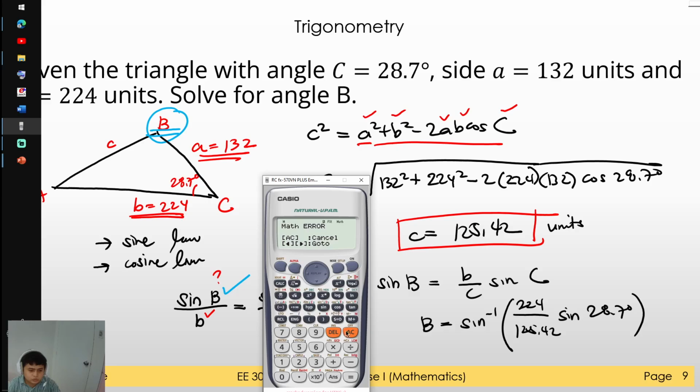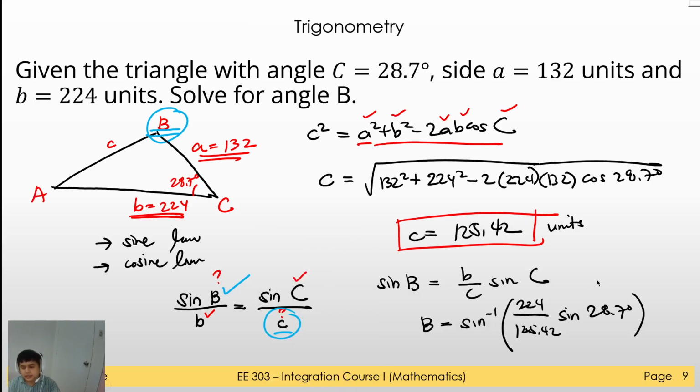So shift mode and degrees, and then we have arc sine of 224 over 125.42 times sine 28.7. And so this will be 59. So B here is 59.06 degrees.